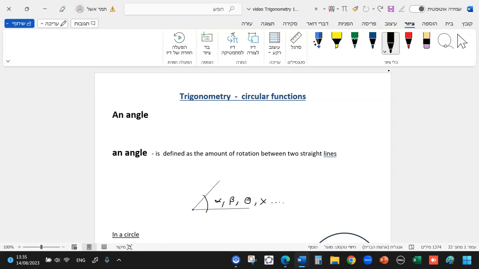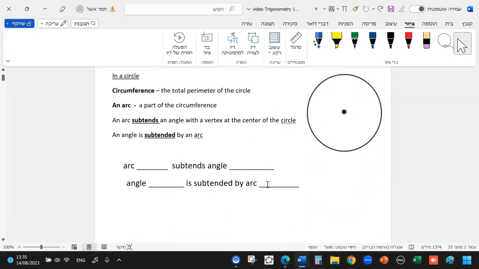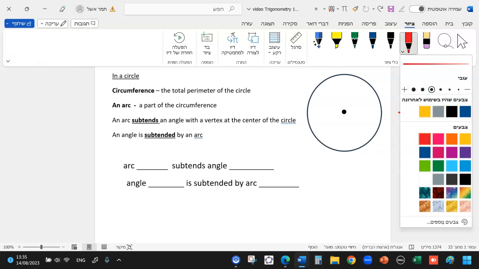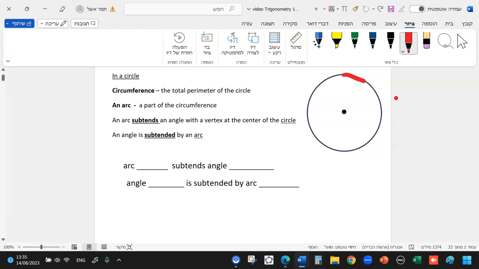Another term that will be important to us is an arc, because we will look at circles. So the total perimeter of a circle is called the circumference of the circle. An arc is a part of the circumference, and we denote arcs using the angles they subtend. It goes like this. If we take this arc, for example, let's call it arc A, or this arc, that we call B, we define them using these angles.